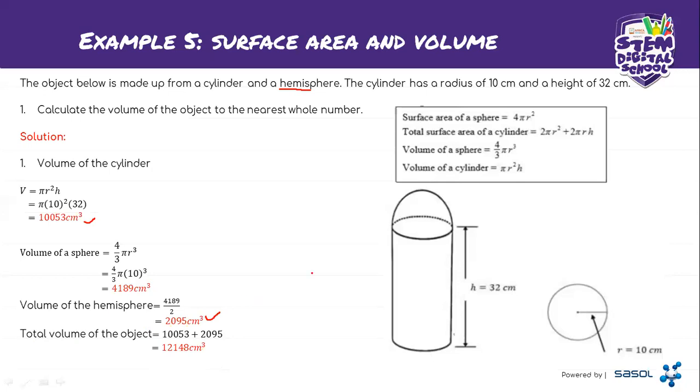So this is one example of a combined geometric object where you have more than one object. In this case, you can see there was a cylinder together with a hemisphere. So we had to calculate the volume for that.